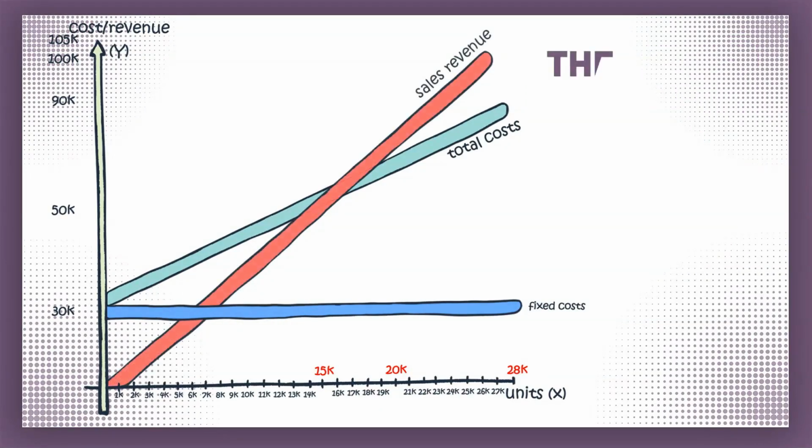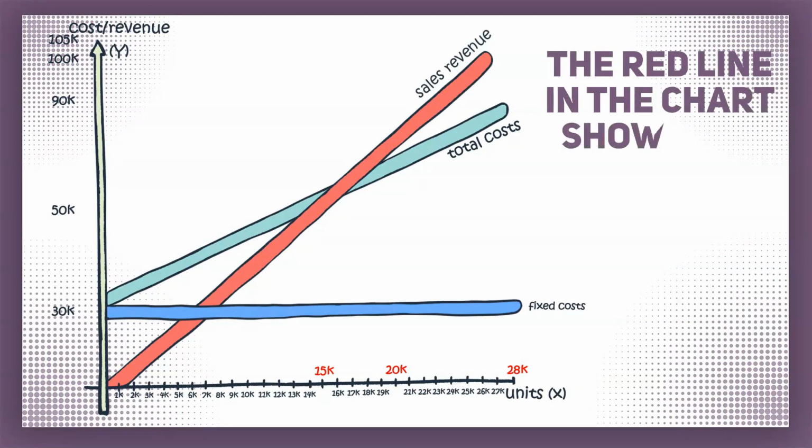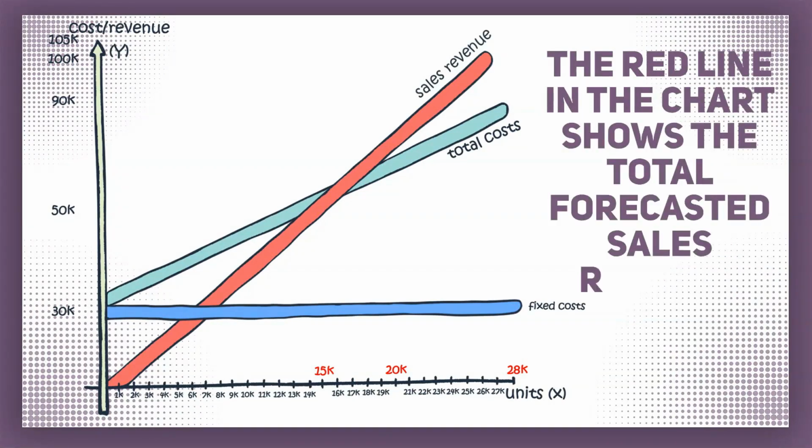And then there's the red line in the chart, which shows the total forecasted sales revenue. Sales revenue increases as the number of cake jars sold increases, and if no units are sold, then sales revenue will be zero. There will be no money coming into the business. And that's why this line starts at 0, and it slopes upwards as the units sold increase by £5 per cake jar sold.